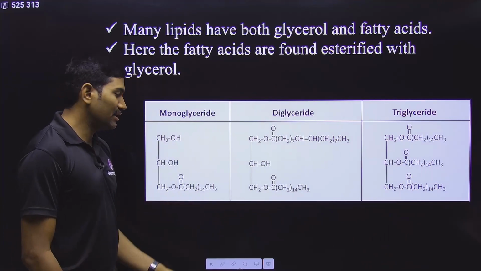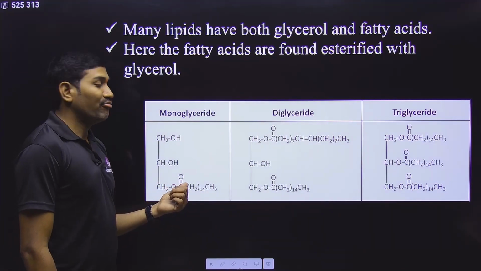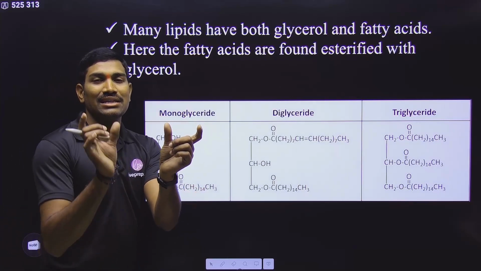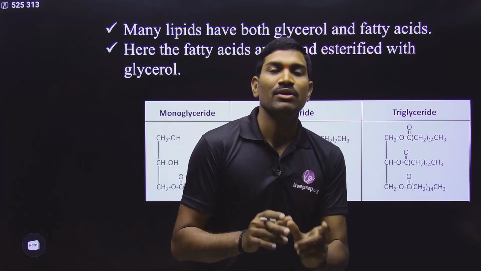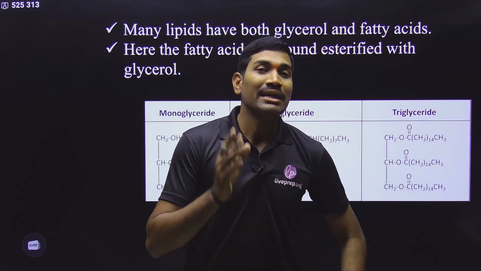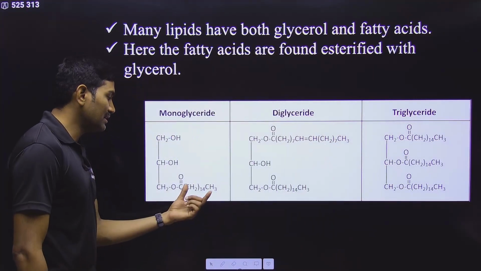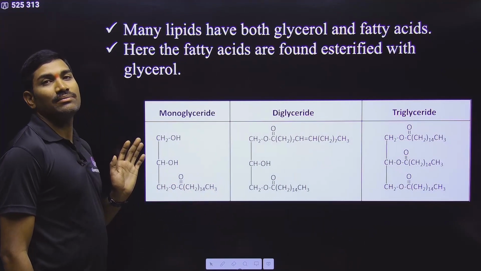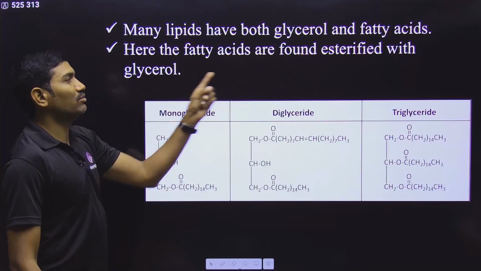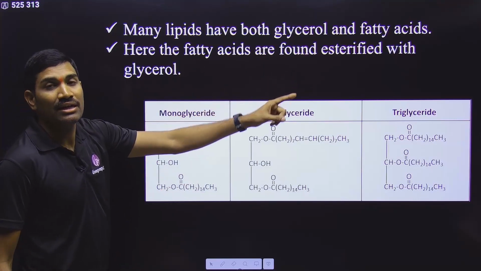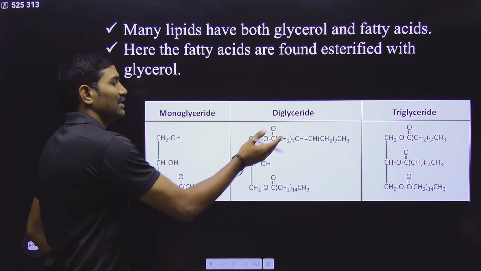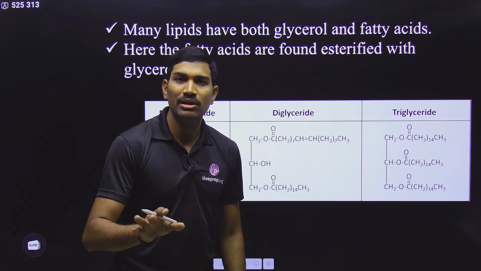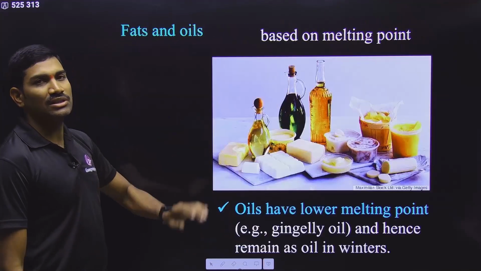But what is the bond between fatty acid and glycerol? Fatty acid has the COOH group, glycerol has the OH group. Between the COOH acid and the OH alcohol, what is the bond that is formed? It is the ester bond. That's why they use the sentence that fatty acid is esterified to glycerol. This is how they will say it: found esterified with glycerol. So an ester bond is formed between fatty acid and glycerol. During this process, a water molecule will be lost. This is another important piece of information that you need to understand.